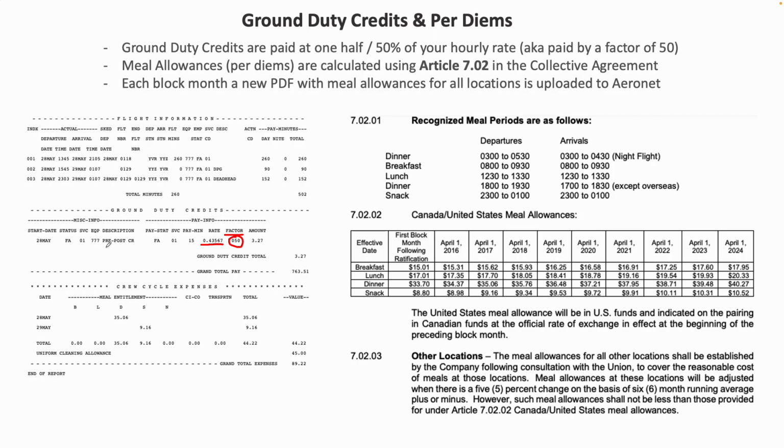In this particular case, there was what is known as pre-post credit. That's the amount of extra minutes that we show up early for wide body flights at home base, and we are paid a modest amount for that extra time that we show up.